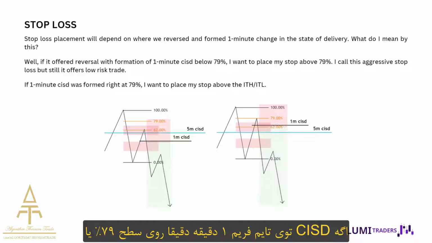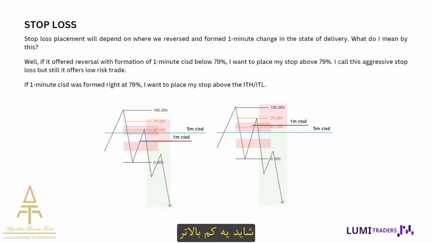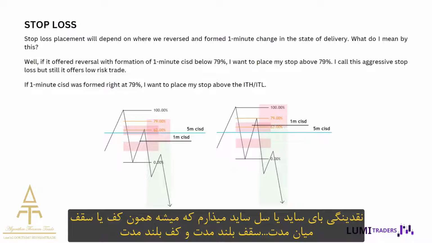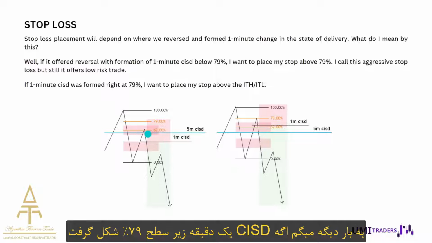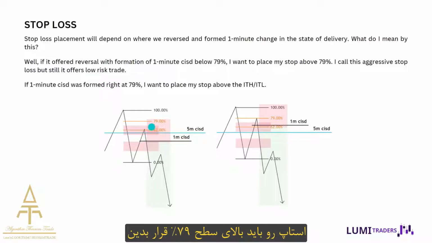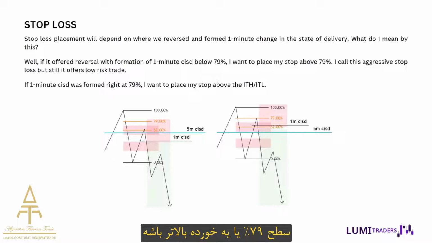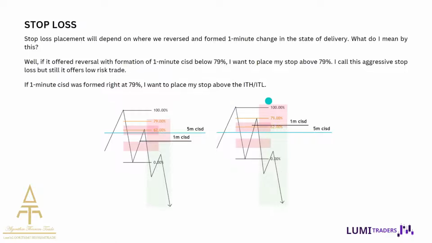If 1 minute change in the state of delivery was formed right at 79%, maybe slightly higher, but let's say at 79%, I want to place my stop loss above buy side liquidity or sell side liquidity, means intermediate term high, intermediate term low, long term high, long term low. Once again, if 1 minute change in the state of delivery was formed below 79%, you want to place your stop loss above 79%. If it was formed at 79%, maybe slightly higher, you want to place your stop loss above buy side liquidity.